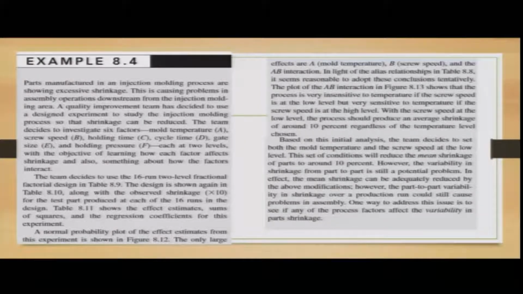So, what are those? A is mold temperature, B is screw speed, C is holding time, D is cycle time, E is gate size, and F is the holding pressure. Each is at 2 levels. So, if you have listened to me carefully, this is the whole crux of the problem, which will give you the fractional factorial problem. Each is at 2 levels in the design.